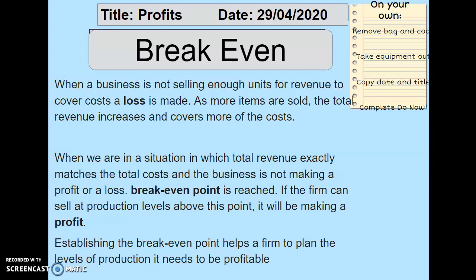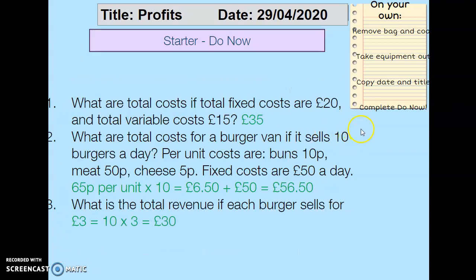And as more items are sold, the total revenue goes up and covers more of the costs. So this just basically means that if instead of selling 10 burgers per day, making a revenue of £30, we start selling 20 burgers a day, making therefore revenue of £60, then in that case, our total revenue is actually bigger than our costs, and that means that basically I will be able to make a bit of money and not be in a state of loss, if that makes sense, okay?